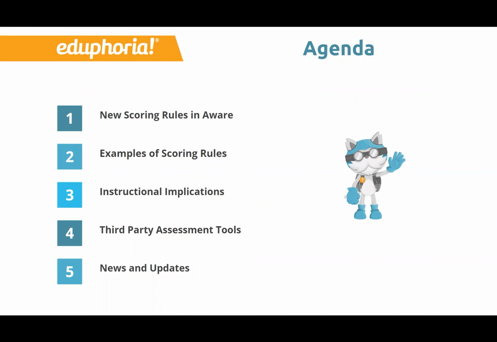Here we have an agenda for our time this afternoon. We will be going over some new scoring rules that are available in Aware, as well as examples of what it looks like to implement these new scoring rules in alignment with the item types which are available to you. We will also have a discussion on the instructional implications as you use your data to explore your instructional needs in your classrooms. We'll wrap up our conversation this afternoon with a discussion on third-party assessment tools and then share some news and updates.